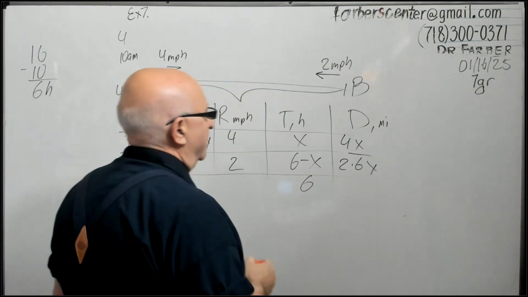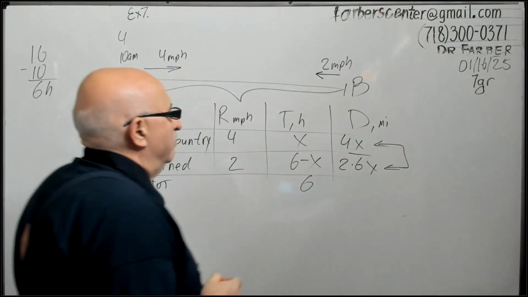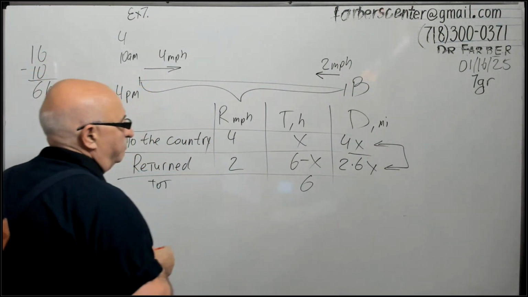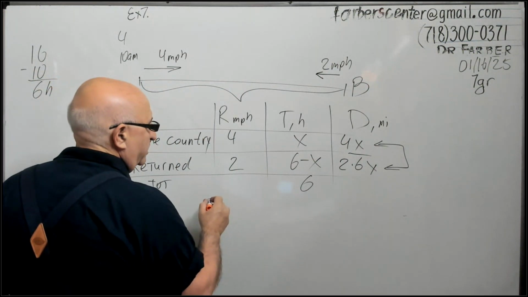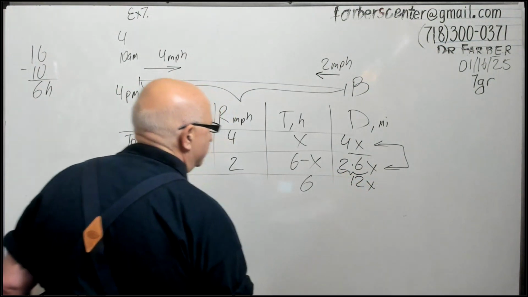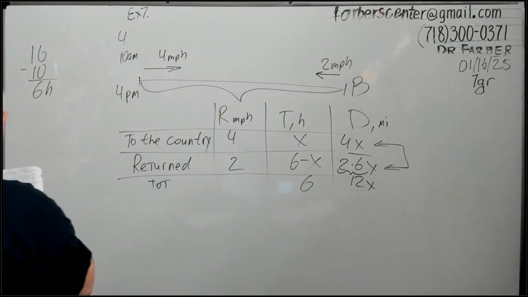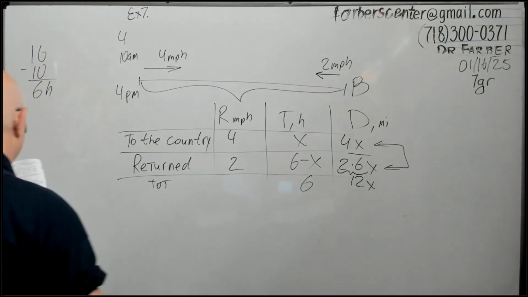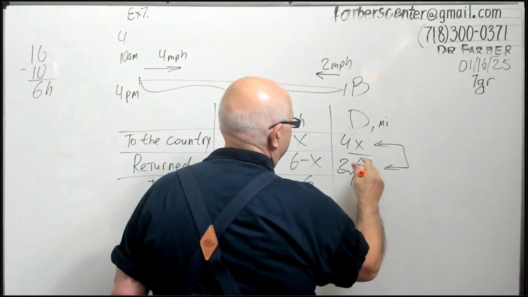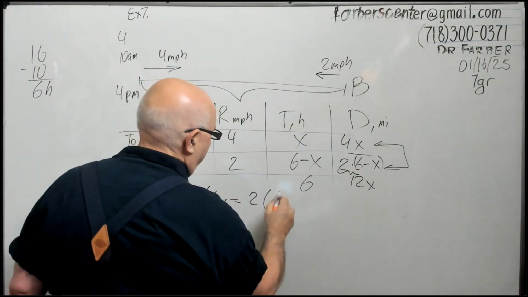And you know, back and forth is the same distance. The same. And you can write 4x. So far, so good. Do you have something else for this? I'm going to look if I don't miss anything. 6 minus x, 4x, 2 times 6 minus x.